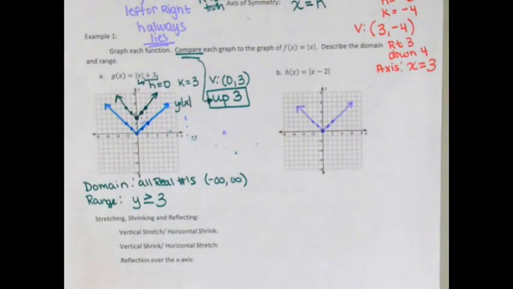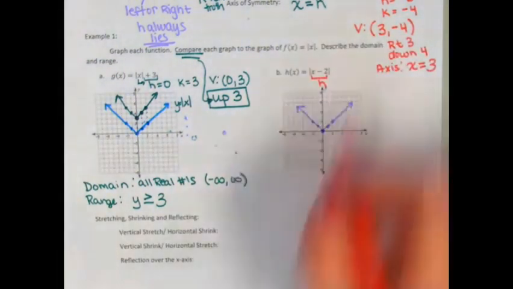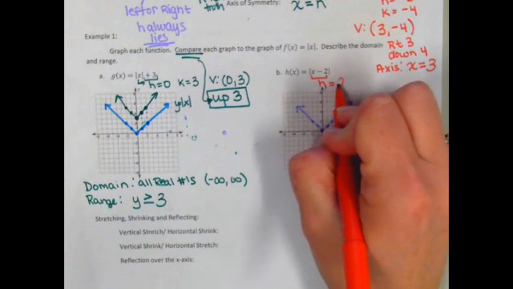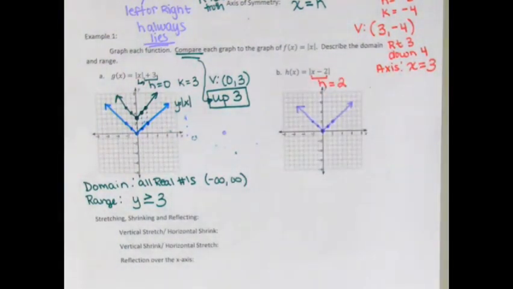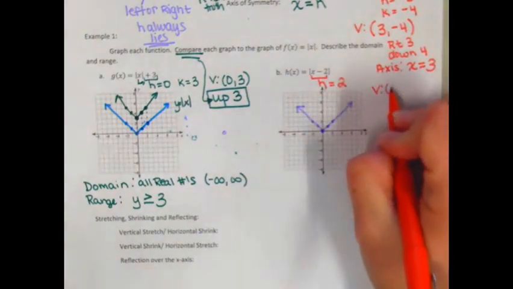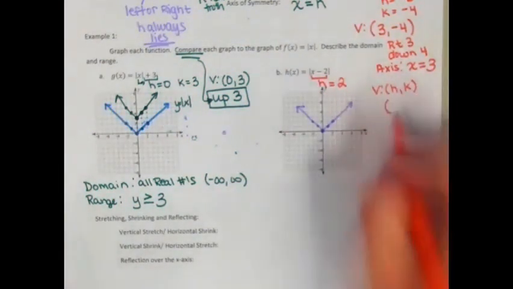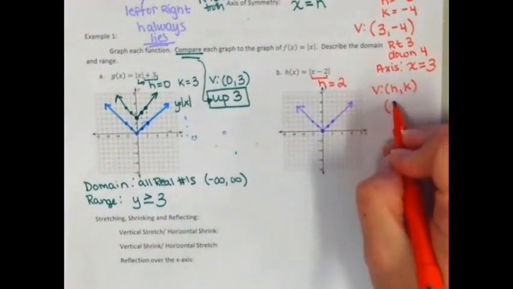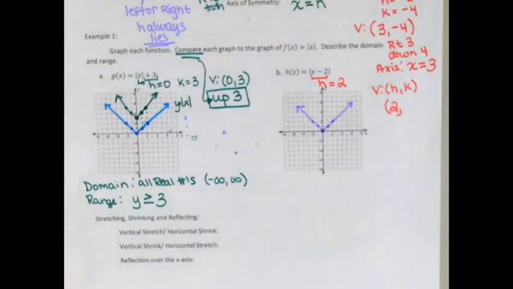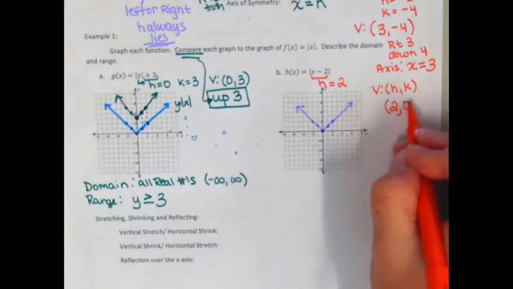Now, is this -2 the H or the K? Is it inside with the X or on the outside? It's on the inside, so this is my H. And what do we know about H? H always lies, so my H equals a positive 2. So my vertex, remember, is always H comma K. So what's my H here? 2, and do we have a K? No, so my K is still going to be 0.